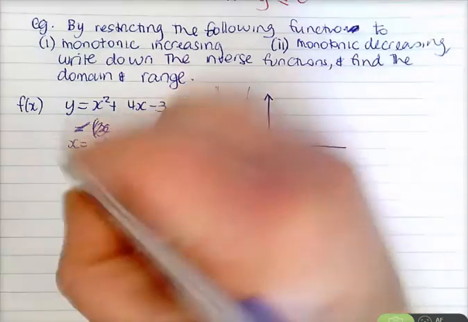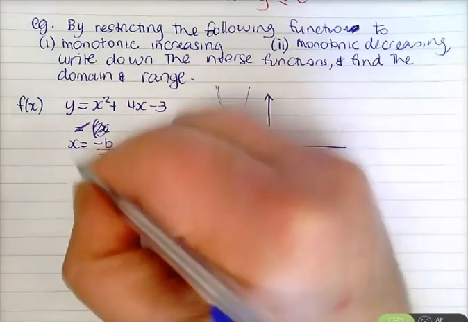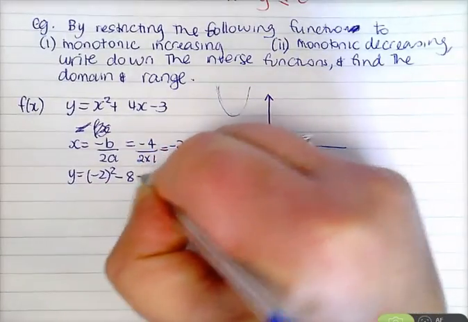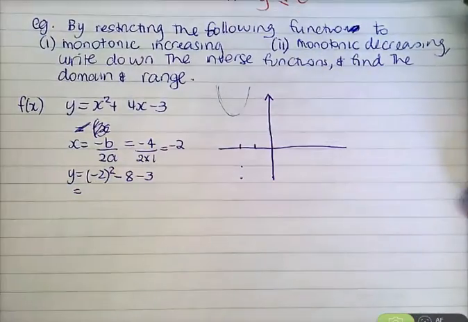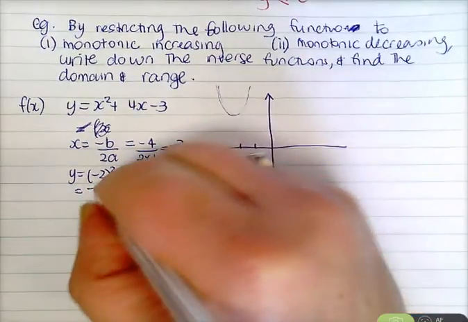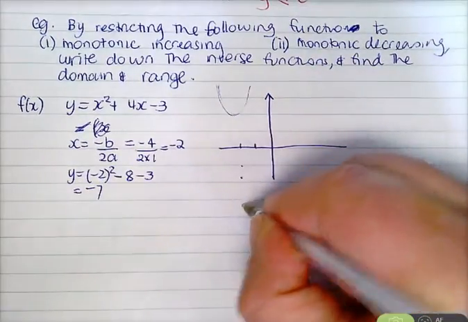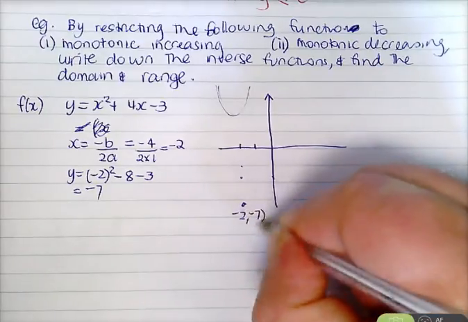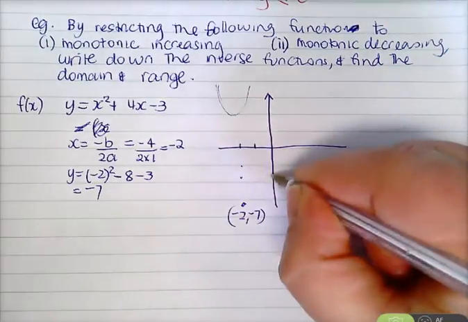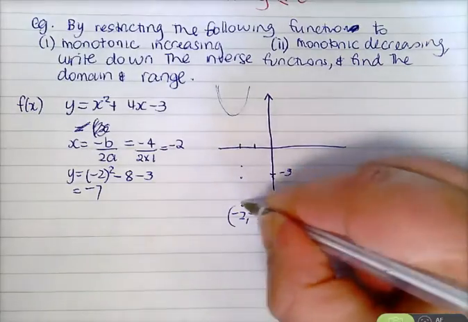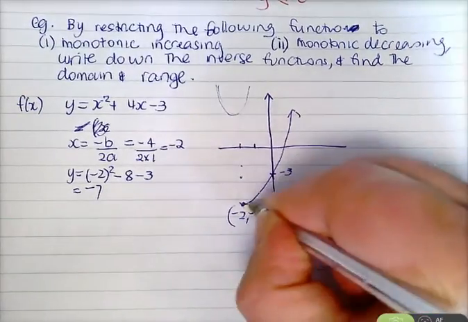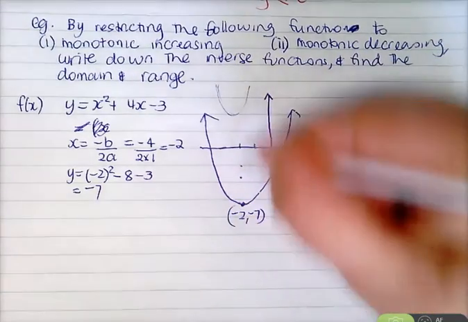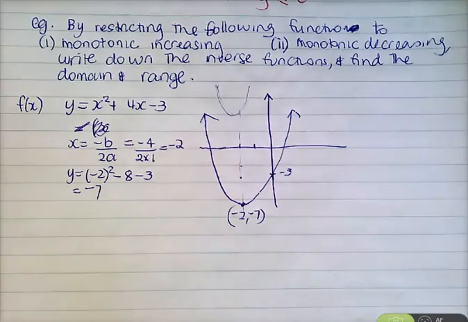And when x is -2, we can find the y value. So y is -2 squared minus 8 minus 3, which is 4 minus 11, -7. So we've got -2, -7 as our vertex. We know that it's concave up and it cuts the y-axis at -3. So basically this is our parabola. Okay, we know it's concave up. Axis of symmetry here at x is -2.